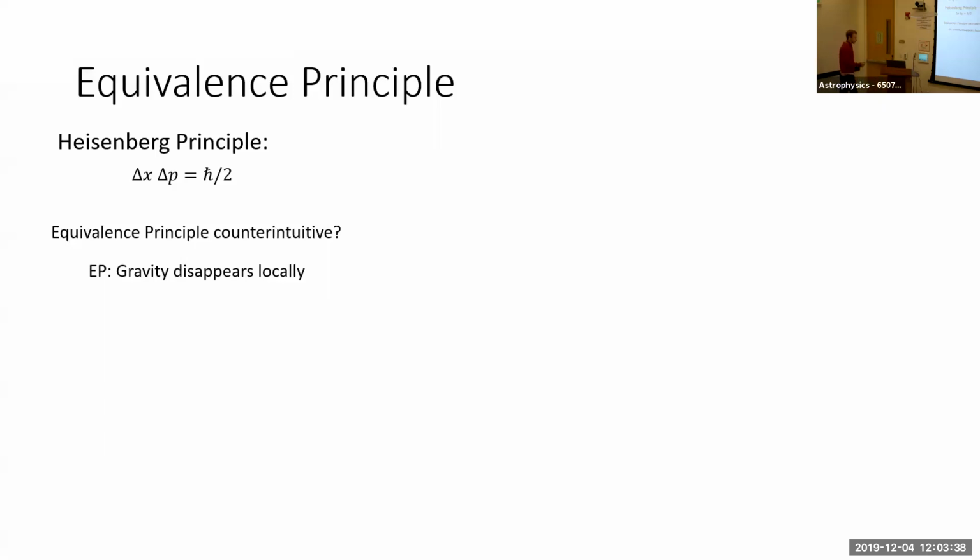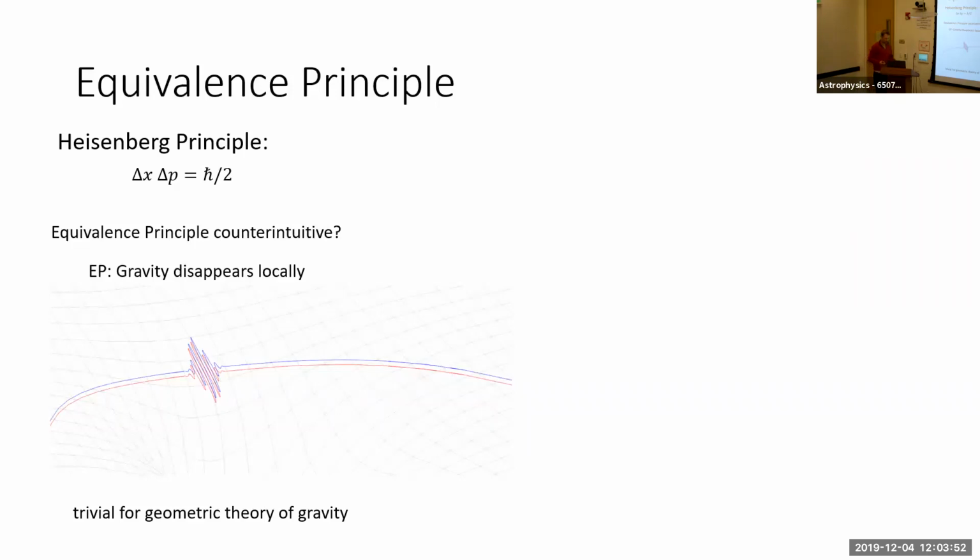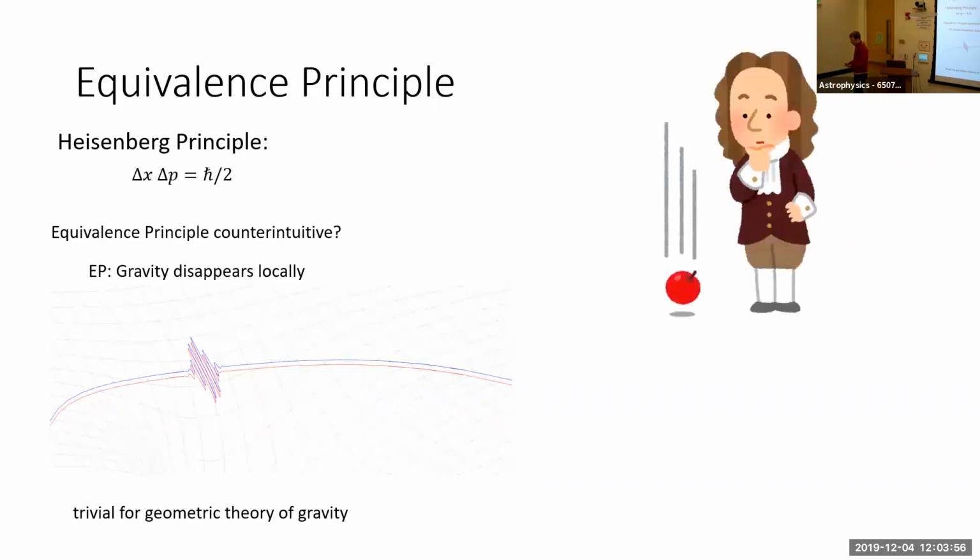So if you think about a geometric theory of gravity, this is just a trivial statement. So you will not learn anything about the geometry if you only look locally in a small region. This is just a trivial statement. However, if you look at little Isaac, he drops the apple and sees the acceleration between him and the apple. So you wonder, and this is a very local measurement, obviously, how does that relate to the equivalence principle?